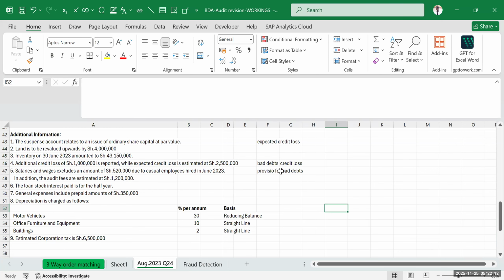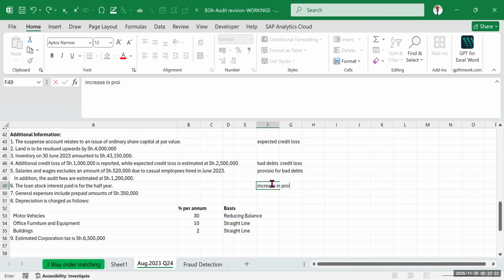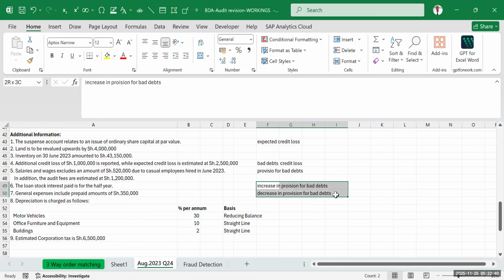I remember there was a question we did, and we were discussing how you handle an increase in provision for bad debts. We discussed that, and what is the treatment for a decrease or reduction in provision for bad debts. So I believe you still remember these two. We talked about them, and we are going to look at it shortly concerning that note number 4 so that we interpret it correctly.